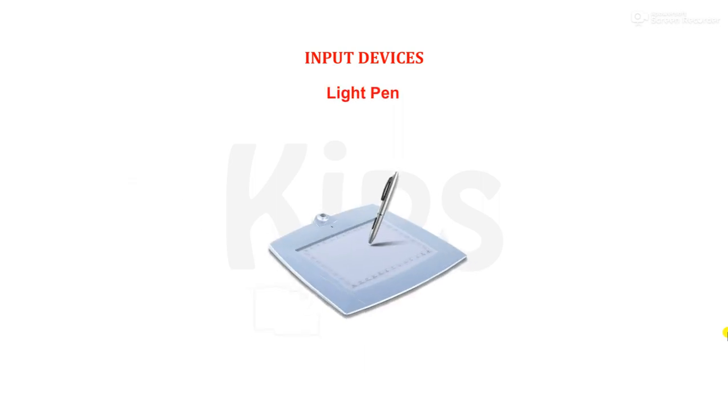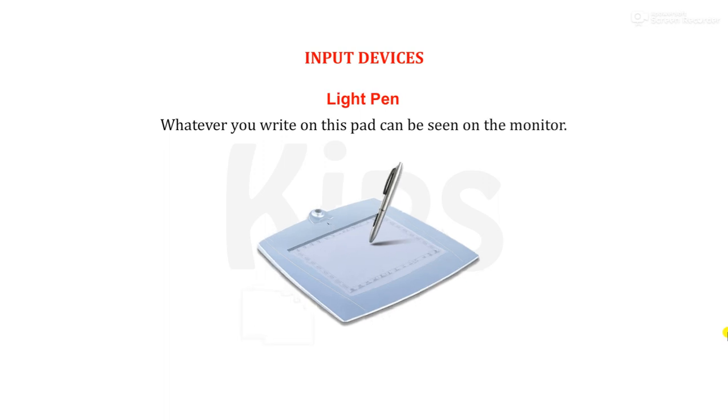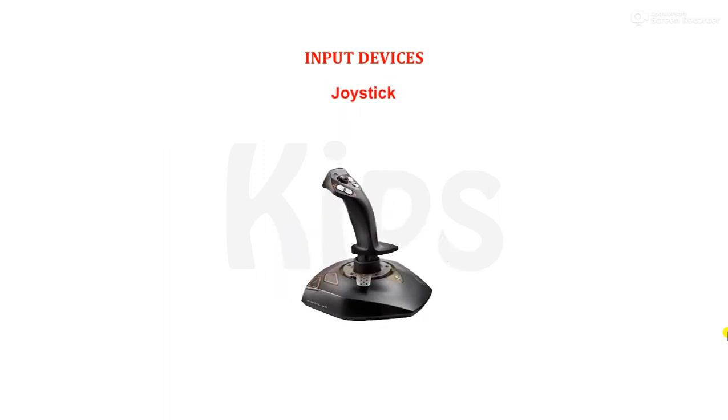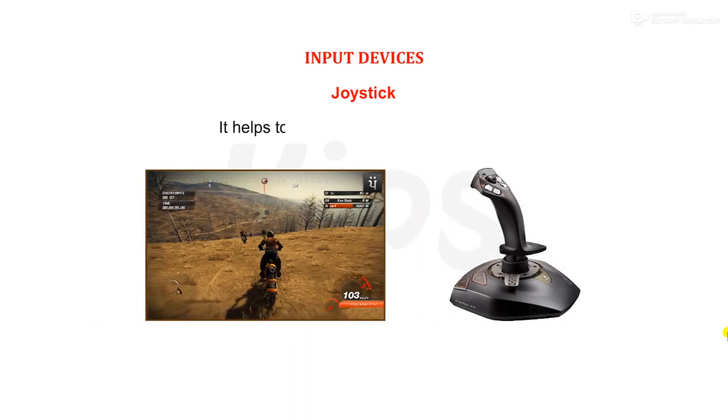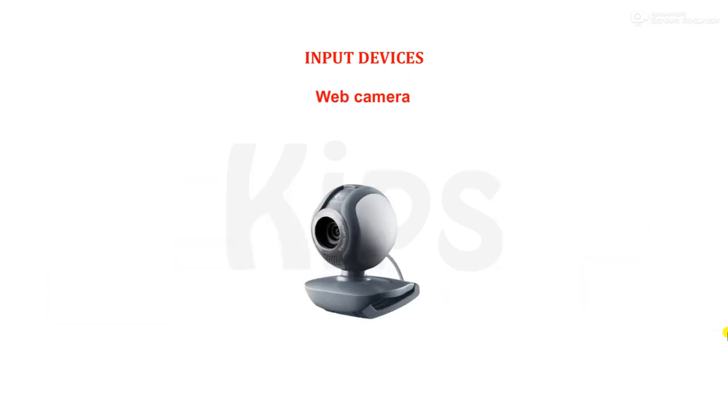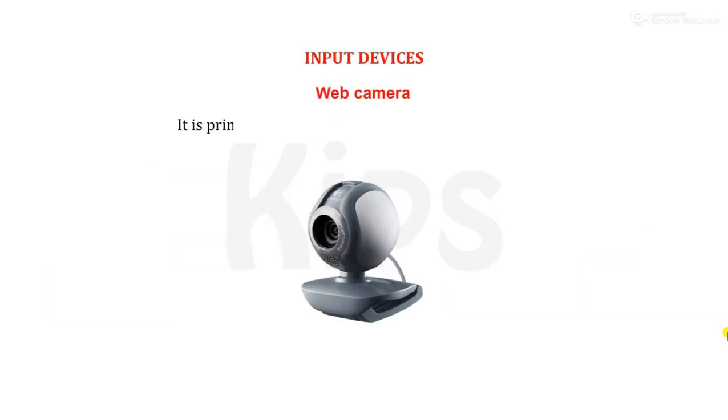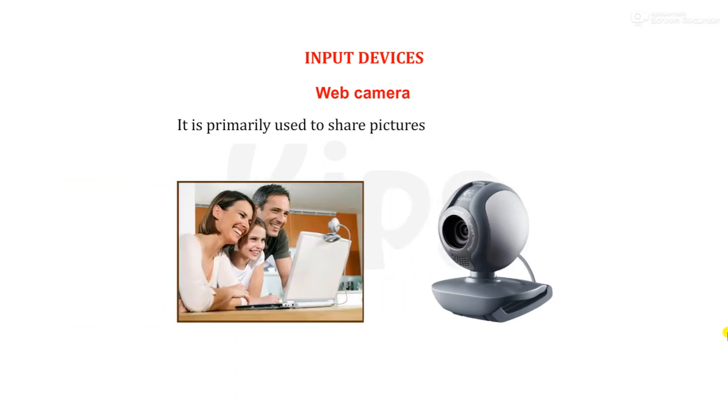Light pen. Light pen looks like a pen that can be used on a special pad. Whatever you write on this pad can be seen on the monitor. Joystick. Joystick is used for playing games. It helps to move the items on the screen. Web camera. It is primarily used to share pictures and have live chat with our friends and relatives using internet.